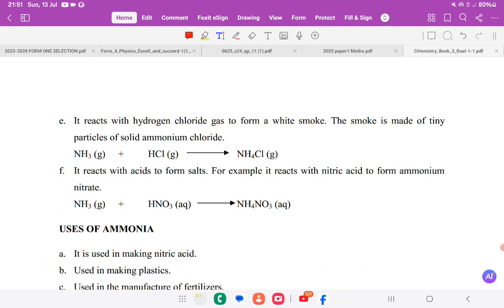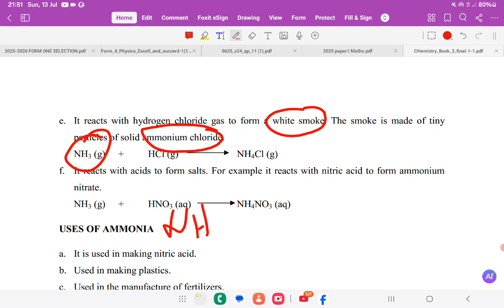It also reacts with hydrogen chloride gas to form a white smoke. Such a white smoke is called ammonium chloride. So the smoke is made of tiny particles of solid ammonium chloride. Mind you, these are some reactions of ammonia. So ammonia reacts with hydrochloric acid or hydrogen chloride gas to form a salt which is called ammonium chloride.